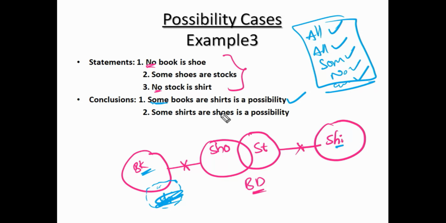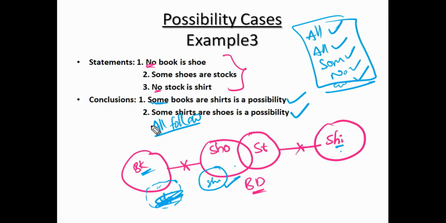Some shirts are shoes is a possibility. Just now we have mentioned shirt should not intersect with the stock, but shirt can intersect with the shoe and shirt can intersect with the book. So some shirts are shoes is a possibility. Yes, it's a possibility. Without intersecting with the stock, shirt can intersect in this way. Is it a possible diagram or not? Yes. So here also the answer is all follow.